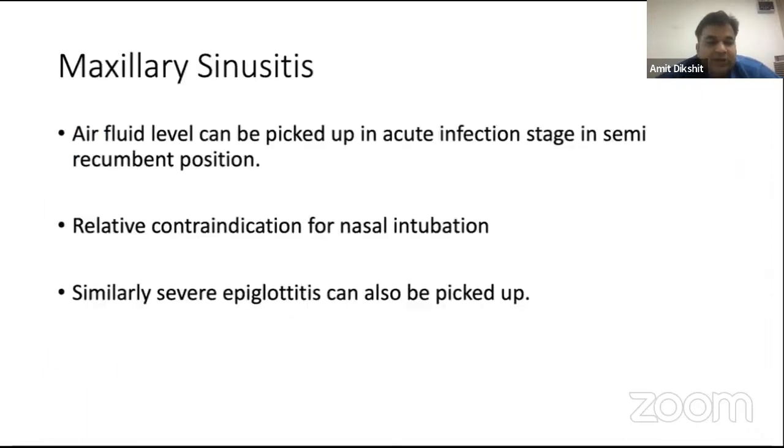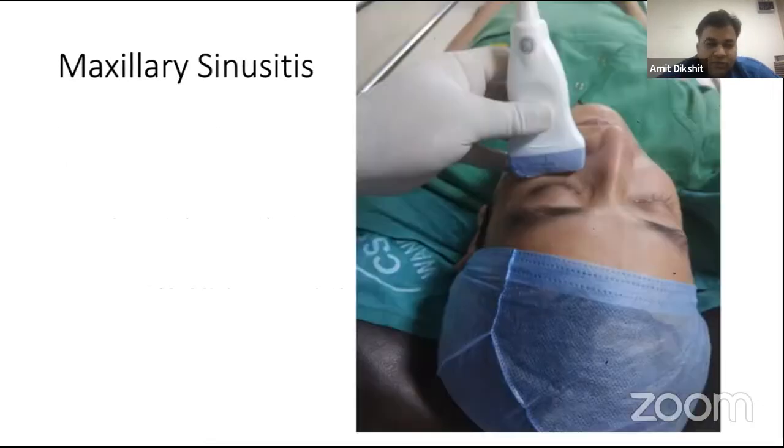Maxillary sinusitis is another aspect where we were worried about COVID times when there was a lot of mucus. So if there is a air fluid level in the maxillary sinus, it was a relative contraindication for nasal intubation because all those fungus may go posteriorwards. So we used to look at that time. Fine, this almost completes the airway assessment.